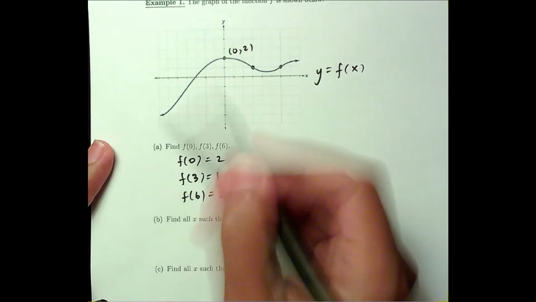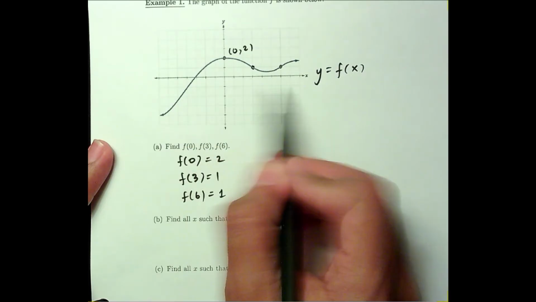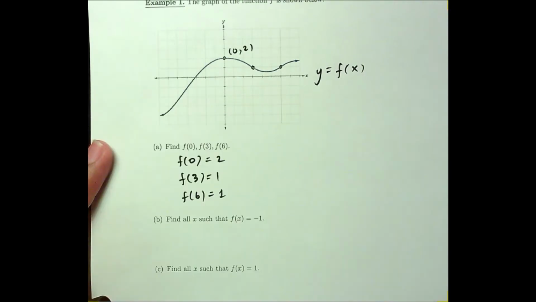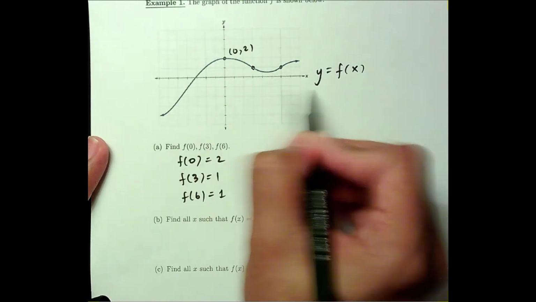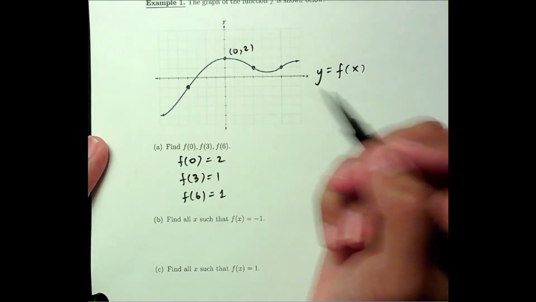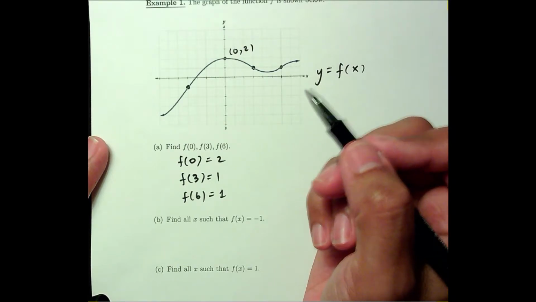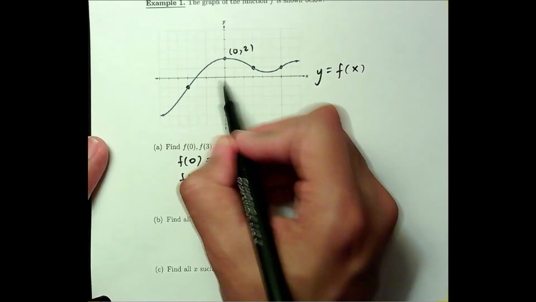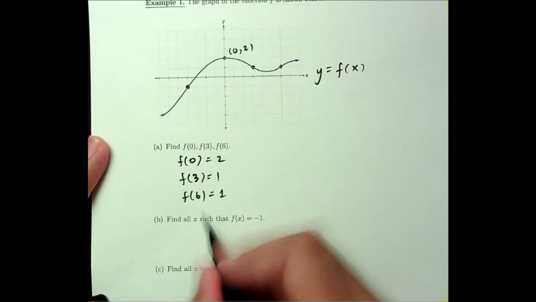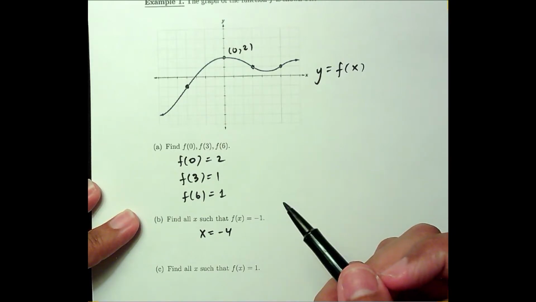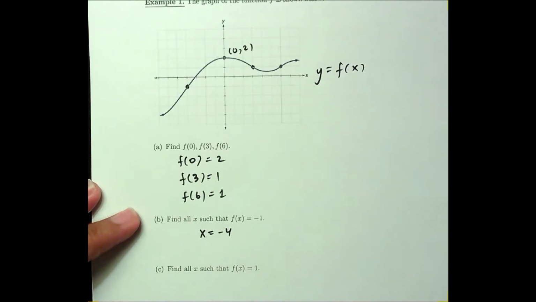So y equals -1 is right here. Look at all the points on the graph that have y-coordinate -1. Well, there's only one, right? If you imagine the horizontal line, it only crosses the graph here. Only one point on the graph has y-coordinate equals -1, and it is that one. So what is the corresponding x for that? 1, 2, 3, 4: -4. So x equals -4. When x equals -4, y is -1, and that's the only point that satisfies that.